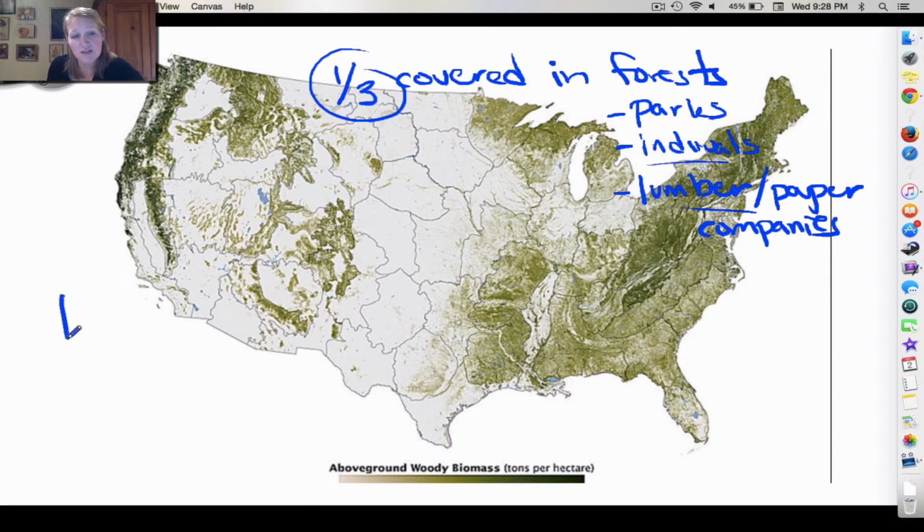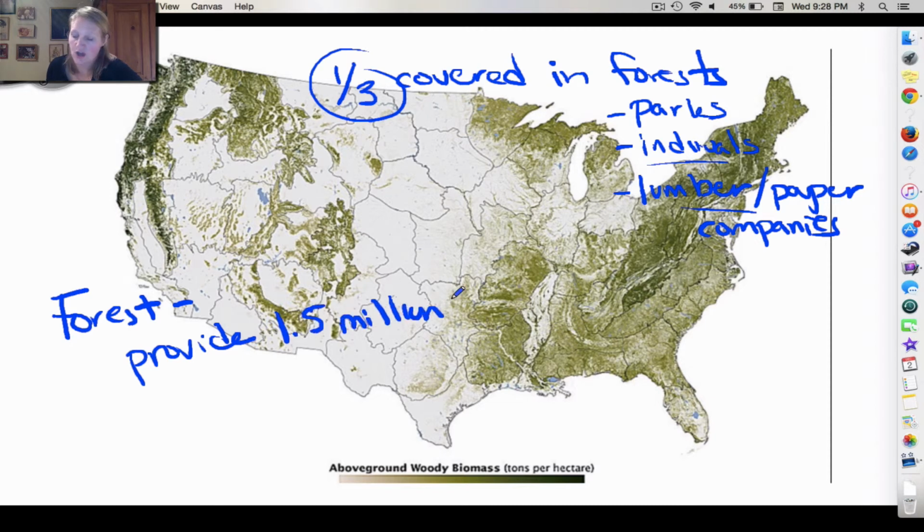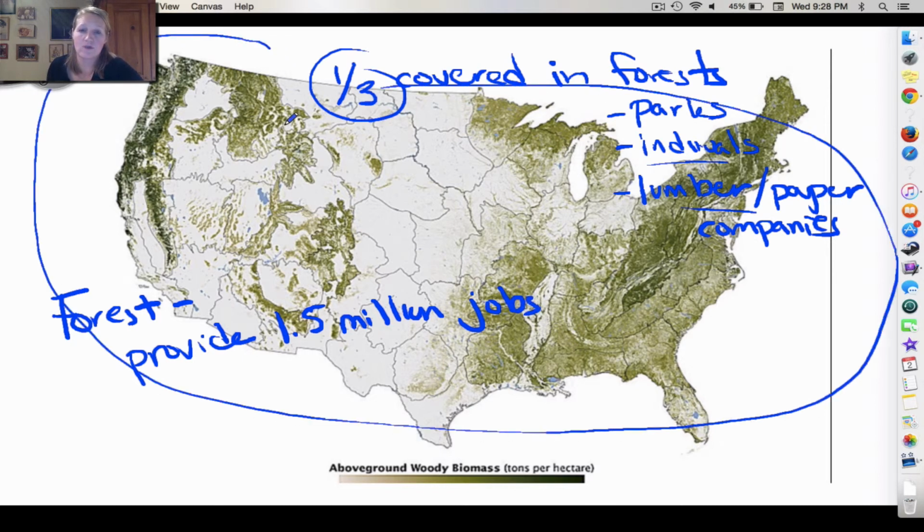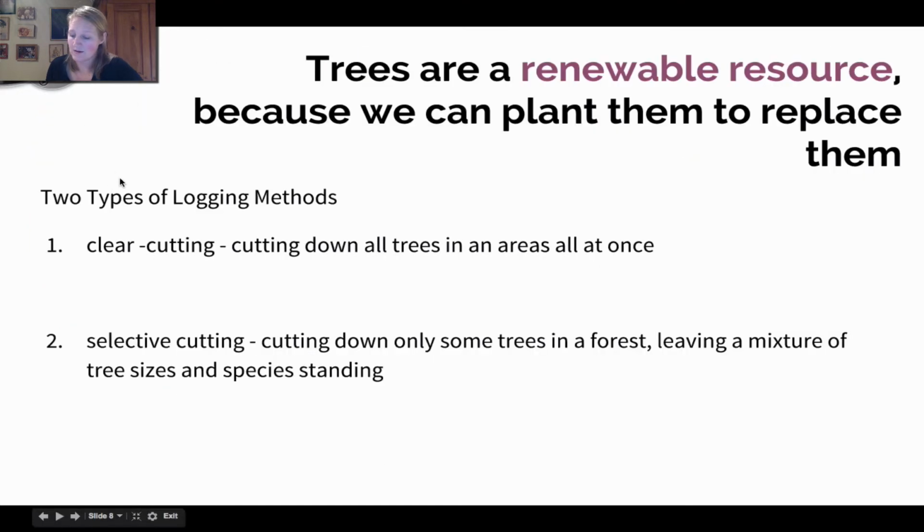One other interesting aspect is that forests in general provide 1.5 million jobs for people in the United States. So talk about important, right? Forests are fairly crucial for 1.5 million people out there in the United States. Okay, so all things to think about as well.